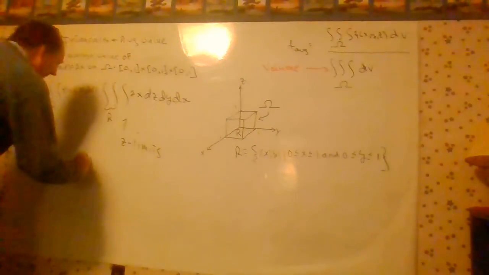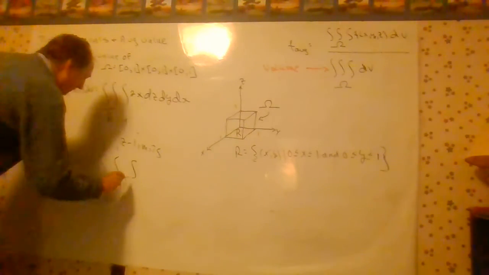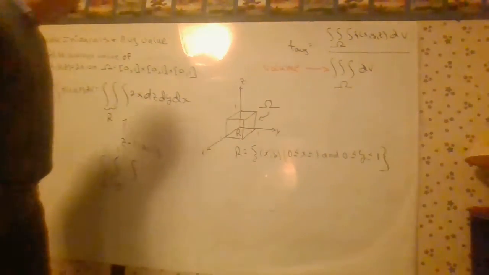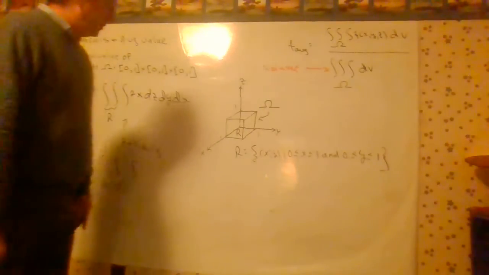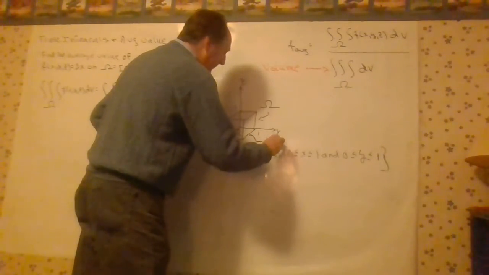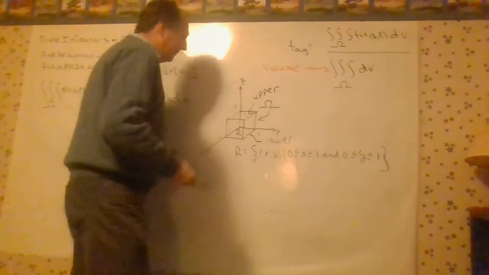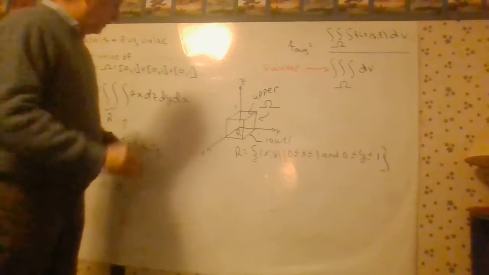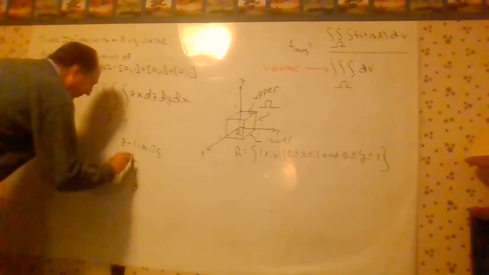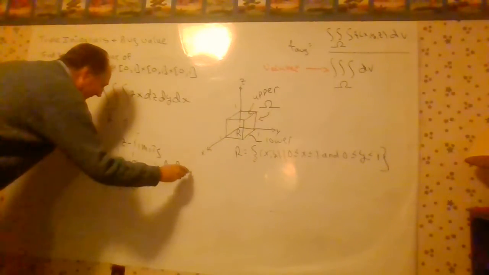Well, x goes from 0 to 1, and y goes from 0 to 1 for each x. And then we have to ask at this point, we want to go from lower to upper. This is the lower surface, and that's the upper surface. Now with a cube, these limits are going to be constant. z always starts at 0, z always ends at 1. So z goes from 0 to 1. Now we have 2x dz dy dx.